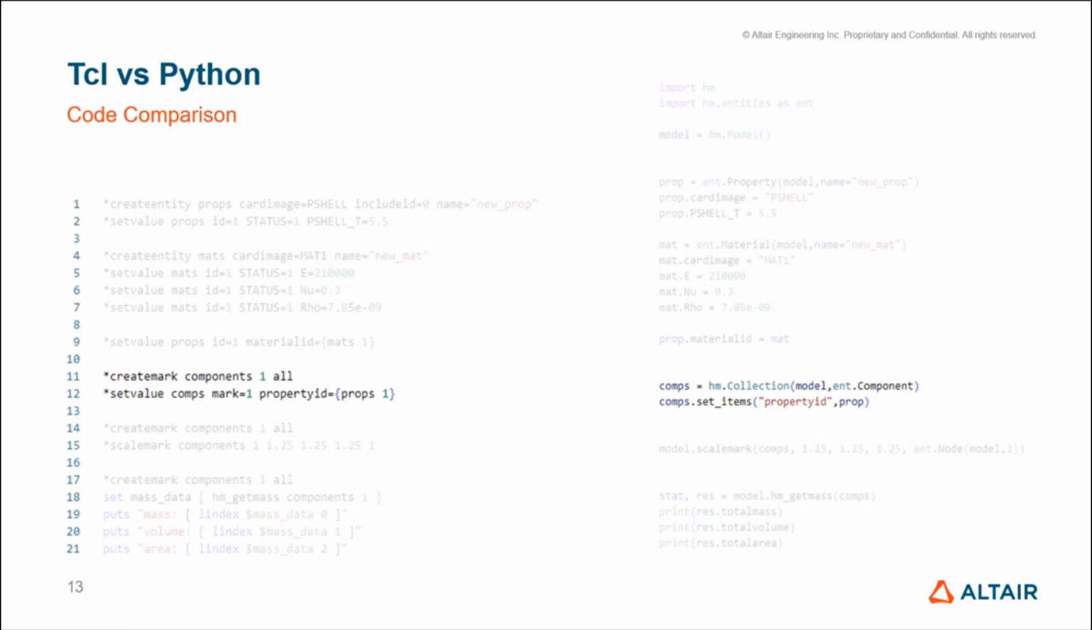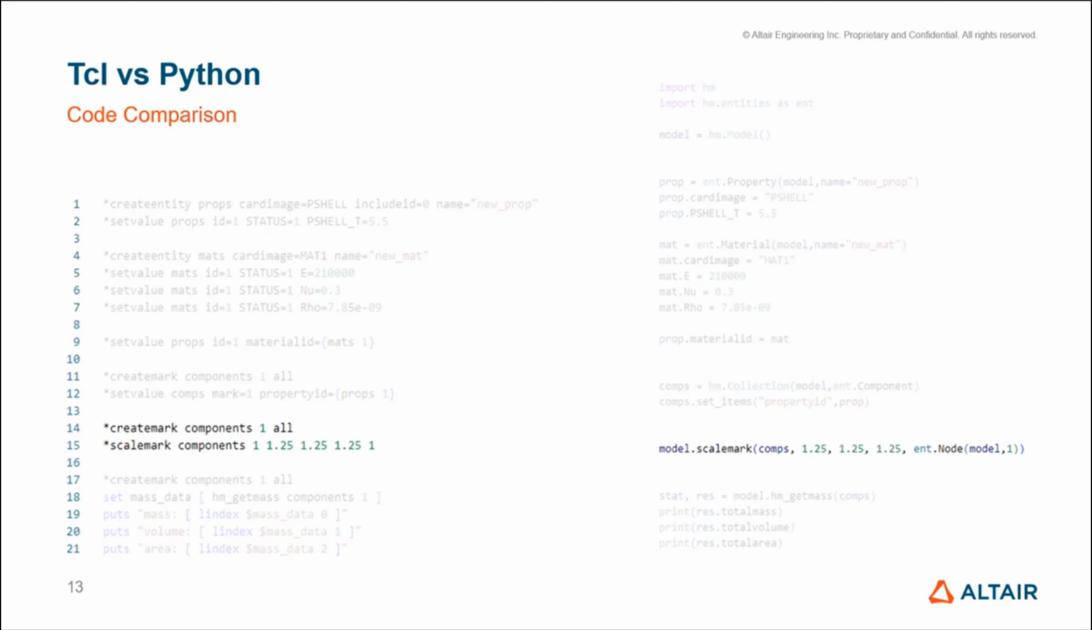Next step, very similar in both languages, we are creating a group of all components. So in Python, it is a collection. And then on the collection, we are using the setItems method to apply the property to all the components.